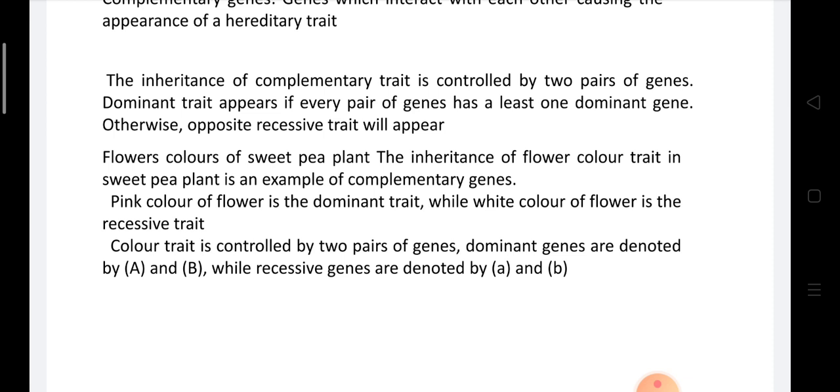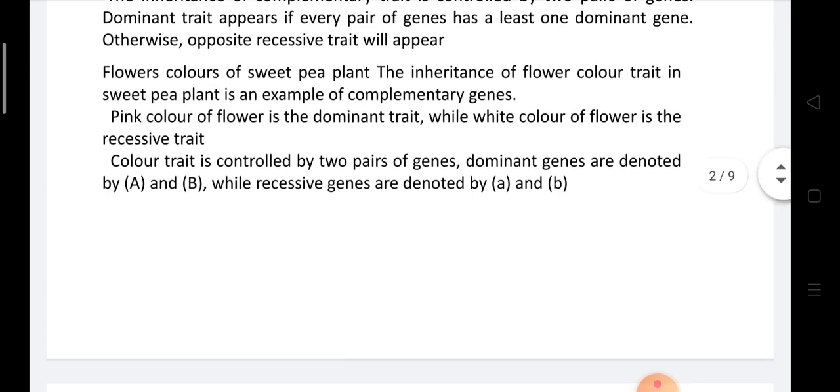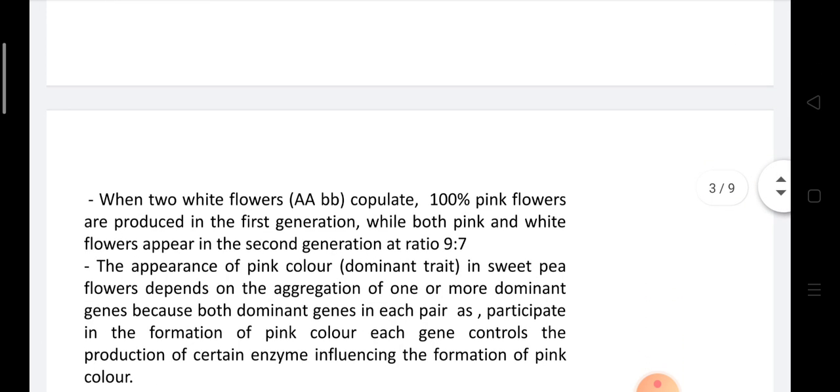This color trait can be dominant when I have one from the A pair and the B pair in dominant character, while recessive genes appear by A small and B small. In this type of trait, when A capital is combined with B capital, it is considered a dominant character and will appear in pink color.